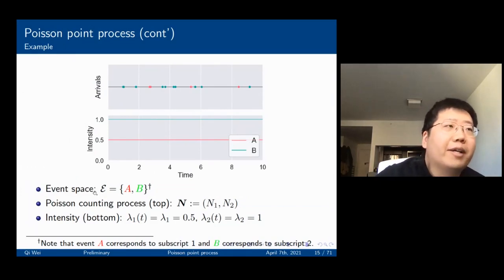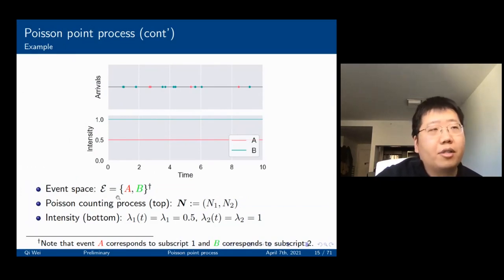So the event space is quite simple. We only have two event types, ask and bid. The Poisson counting process has two event types. N1 means ask and N2 means bid. And the intensity lambda 1 is equal to 0.5, lambda 2 is equal to 1. I put it here very clearly, just to remind you that this is time invariant, okay? It's always a constant.